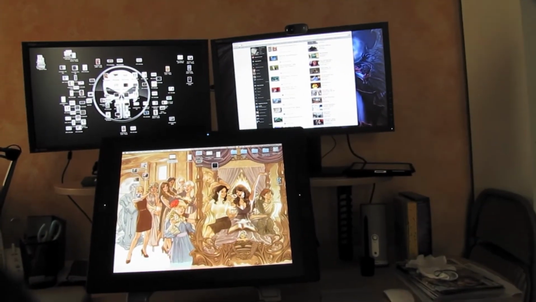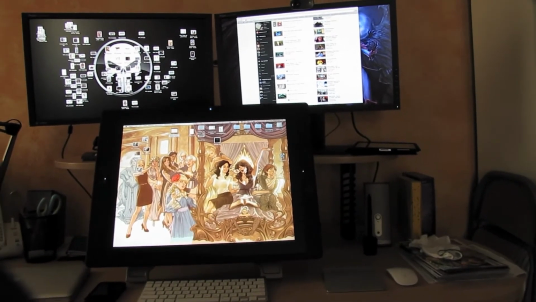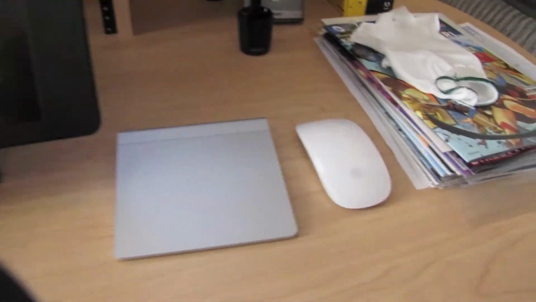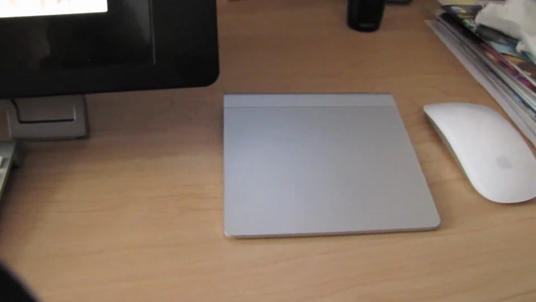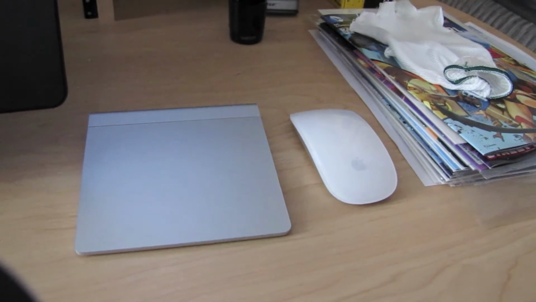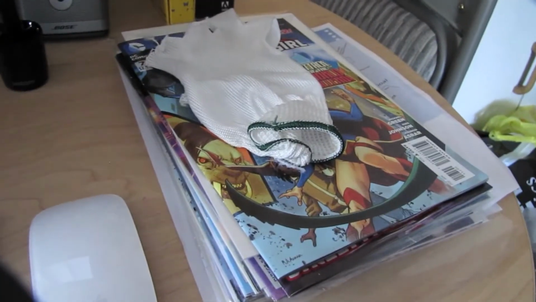Okay, so here we go. We're back. And it's all together. Right here, of course, is my Hackintosh, with my two storage devices on top for backup. What we got over here is the Magic Mouse, and I just got the Magic Touchpad. I love it, but I have to keep the Magic Mouse for my wife. That's my glove. I wear it when I draw on the Cintiq.